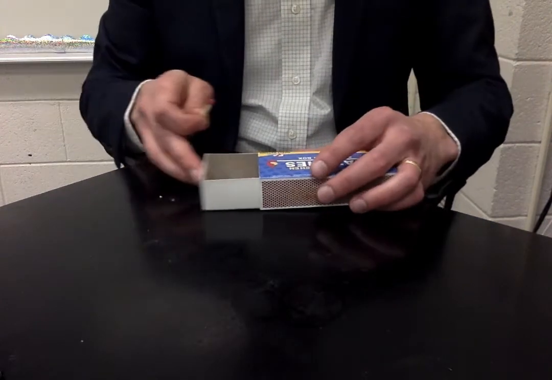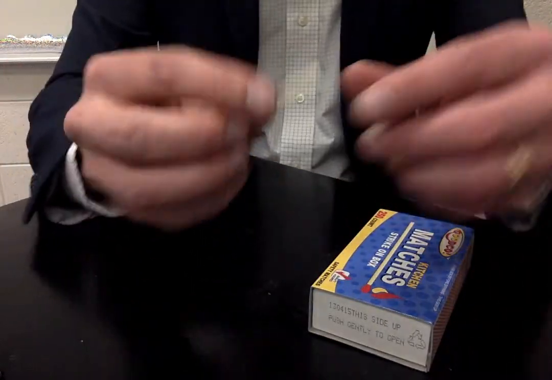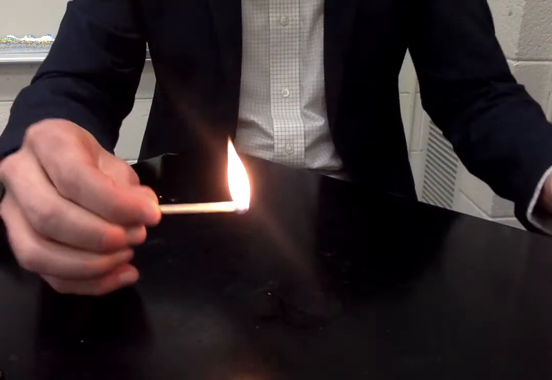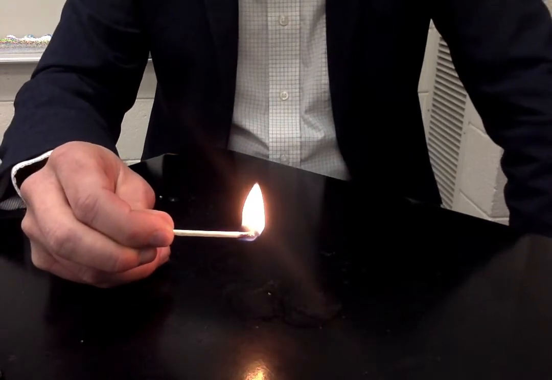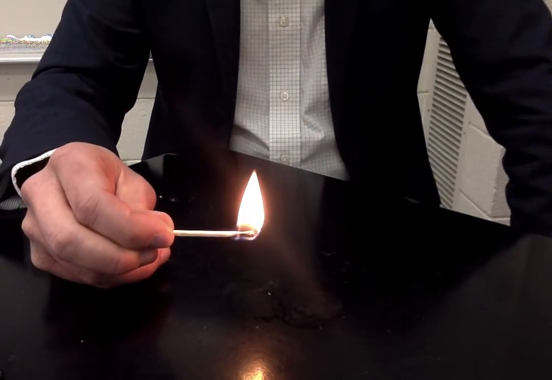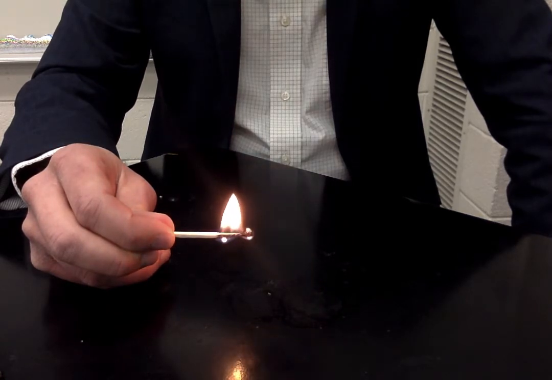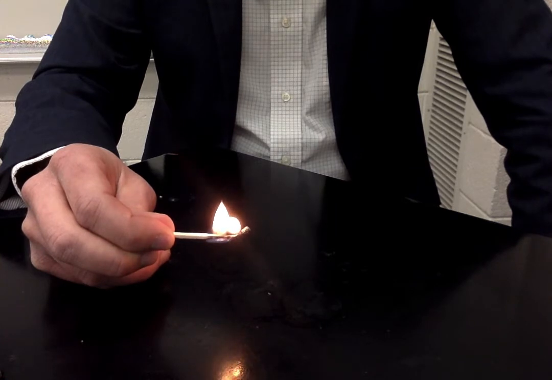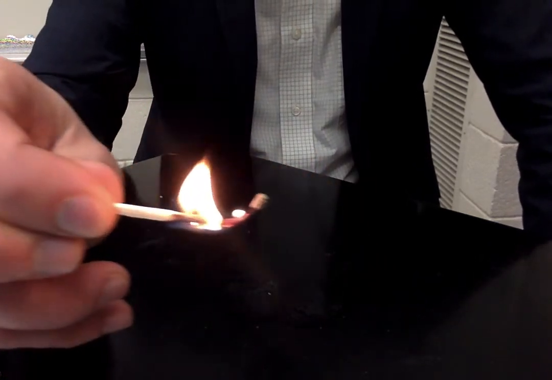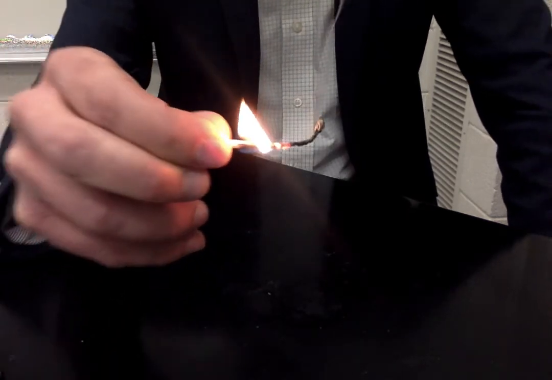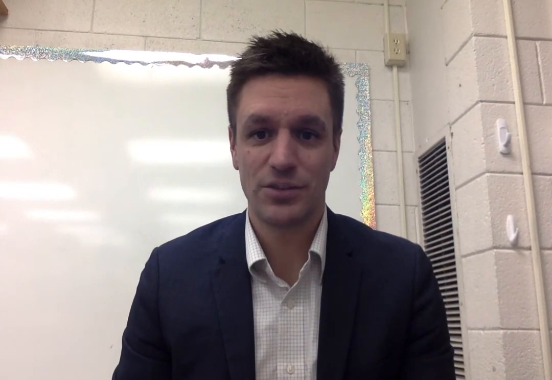Next up is letter F, cellulose. Cellulose is a sugar that's found in wood. So for this one, I'm just going to let this matchstick burn. That's it for part one. Get all your observations written down and finish up the rest of the lab on your own.